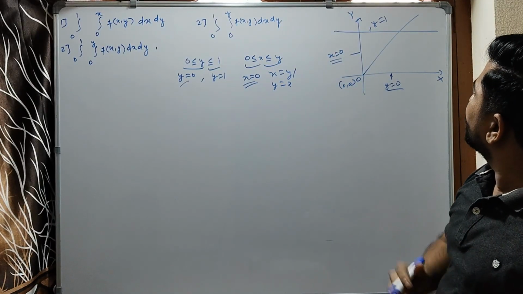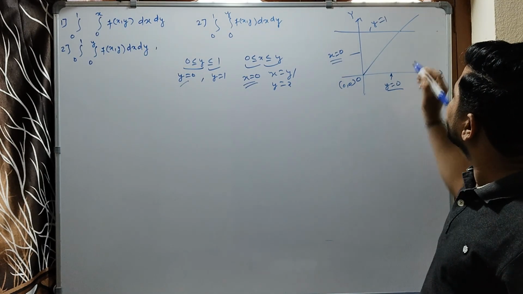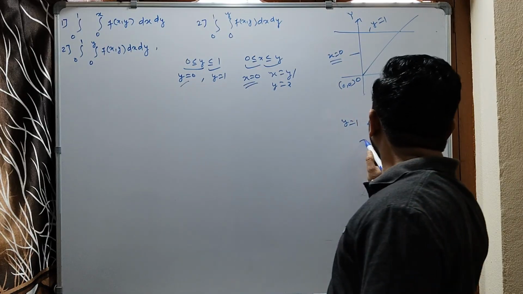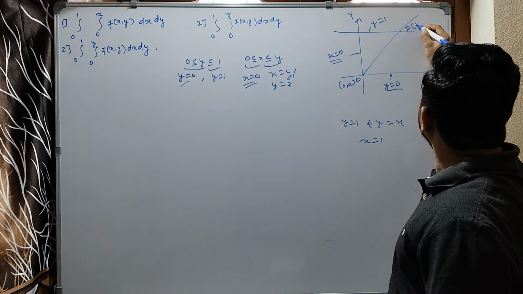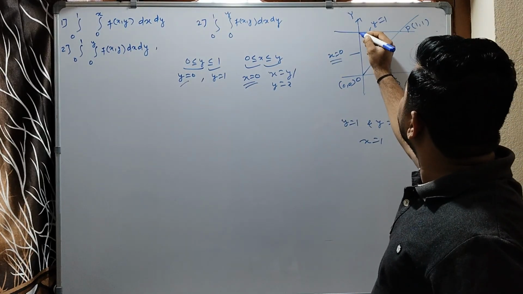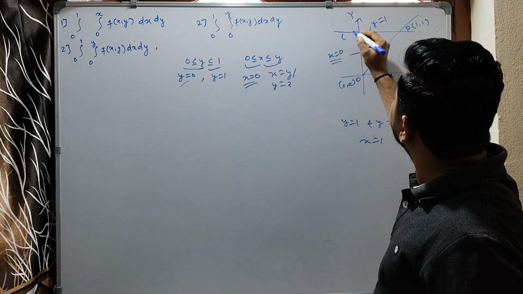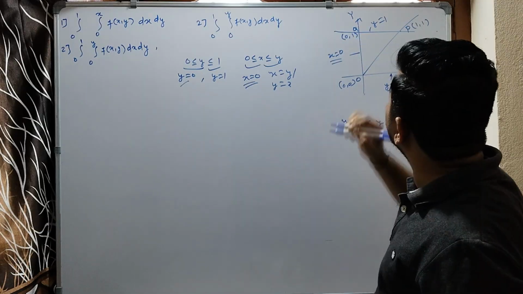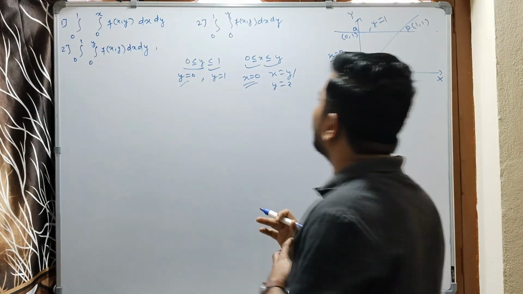So this is the point of intersection where y equals 1 and y equals x intersect. Since y equals 1 and y equals x, therefore x equals 1. So the point of intersection is P with coordinates (1, 1). Now this is the point of intersection of the y axis and the line y equals 1. I will take this as Q, where the x coordinate is 0 and the y coordinate is 1, and the other point of intersection is (0, 0). Now just identify the region.